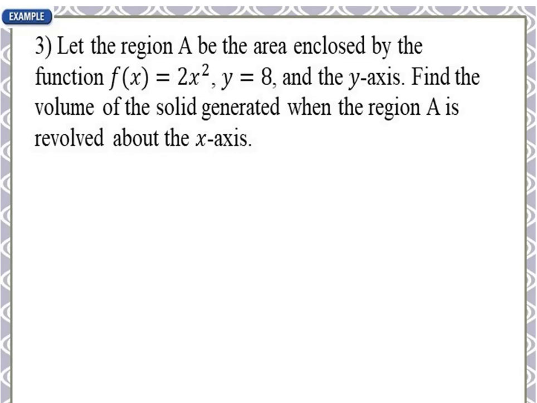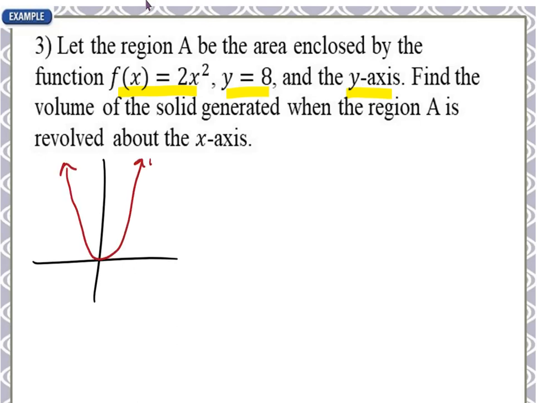We've got the function y equals 2x squared, and then just y equals 8 and the y-axis. So this is a little different. So let's do a visual. Let's graph these functions. So y equals 2x squared is going to be a parabola. It's going to be a little bit thinner because of that vertical stretch there with the 2 in the front. So something like that, like y equals 2x squared.